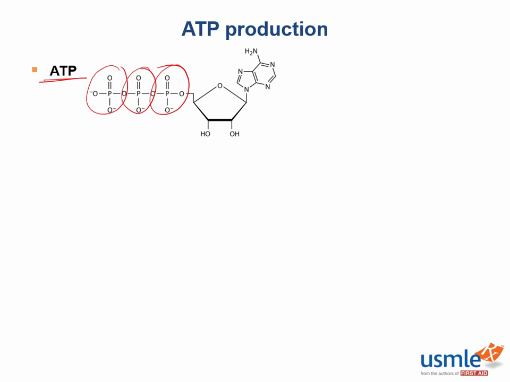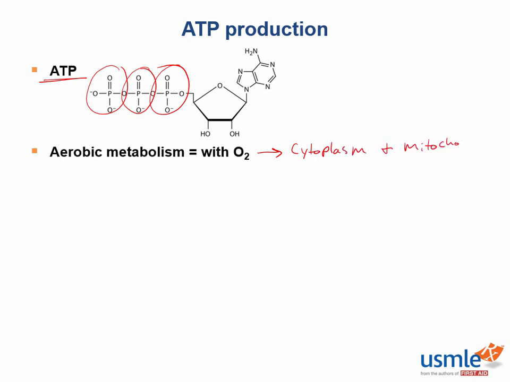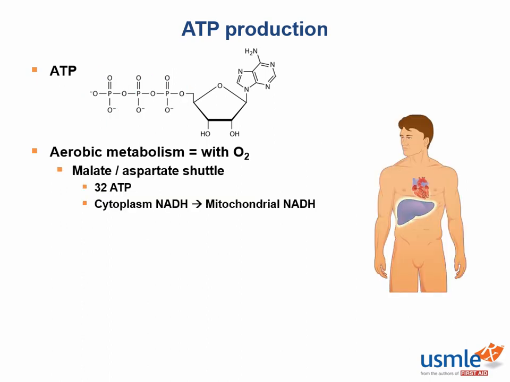And the body has multiple processes to create ATP depending on whether oxygen is present or not. Generally, when oxygen is present, it's called aerobic metabolism, and when oxygen is absent, it's called anaerobic metabolism. Now, aerobic metabolism takes place both in the cytoplasm as well as the mitochondria, where oxygen ends up acting as the final electron acceptor. Now, aerobic metabolism of glucose can produce 32 ATP via the malate aspartate shuttle found in the heart and the liver.